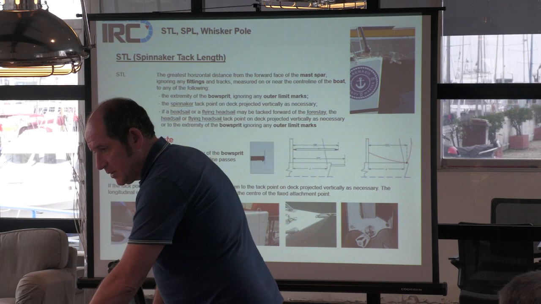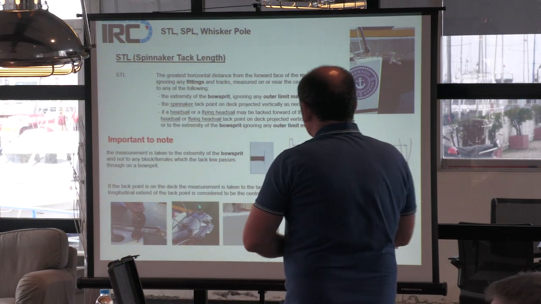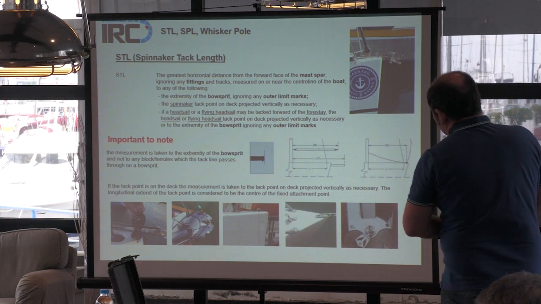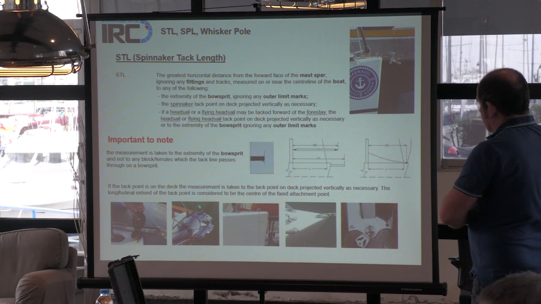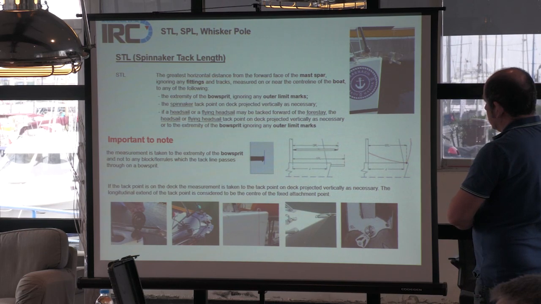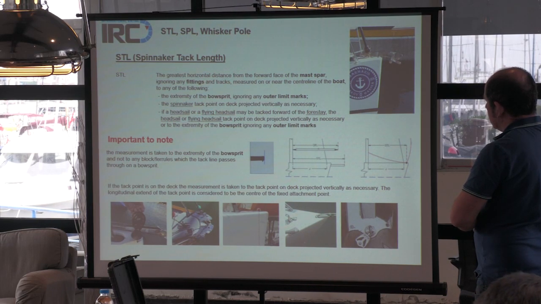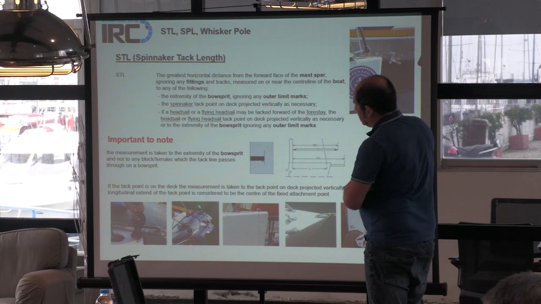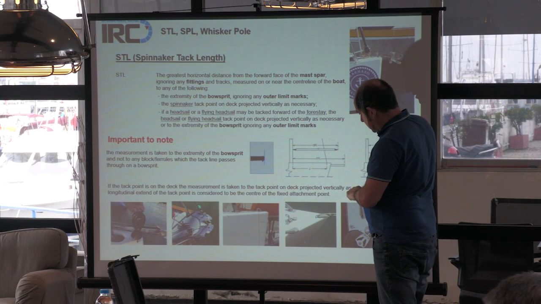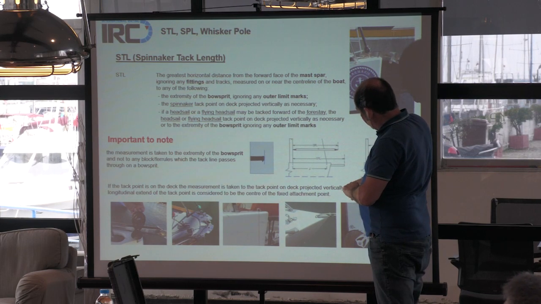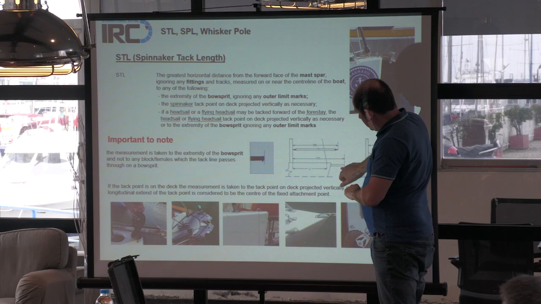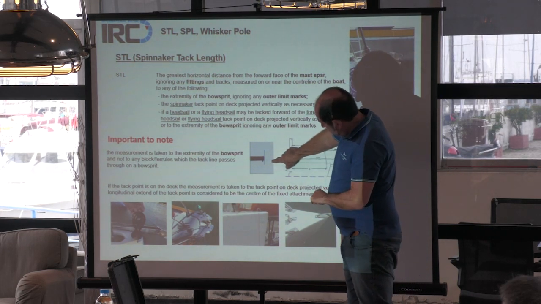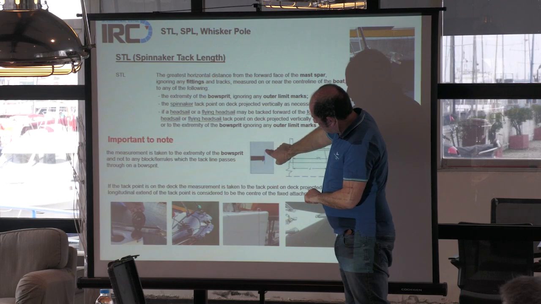And now the spinnaker tack length. For spinnaker tack length, we have different situations. Spinnaker tack length is the greatest horizontal distance from the forward face of the mast spar, ignoring critical tracks, measured along the center line of the boat, to any of the following. The extremity of the bowsprit, ignoring any outer limit marks. So the same as for the spinnaker pole. If we have to measure the STL with the bowsprit, we will go to the very end of the bowsprit.